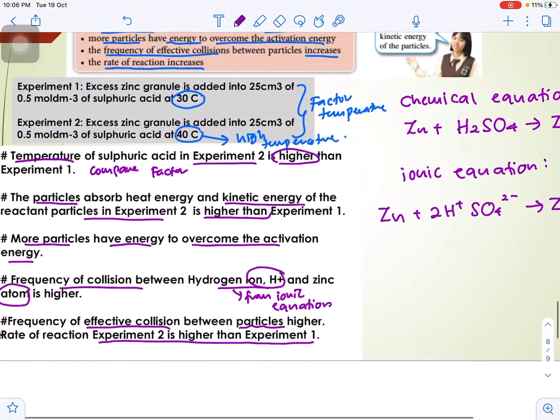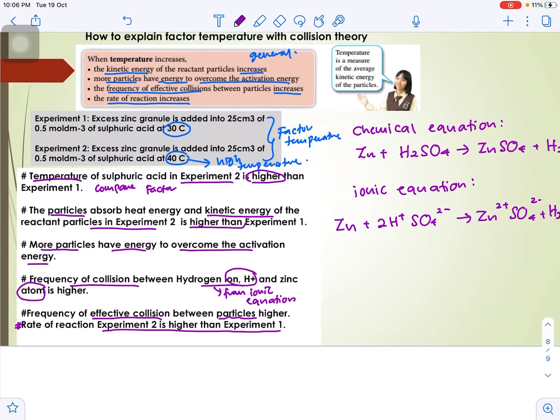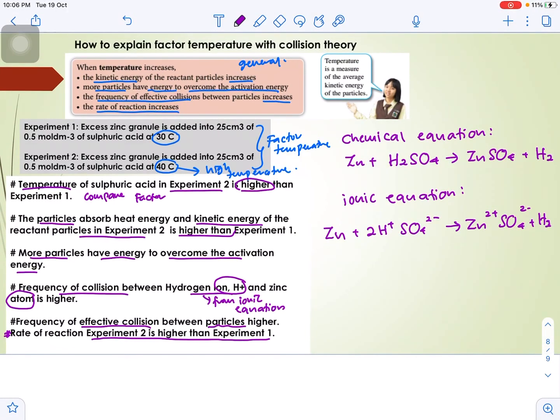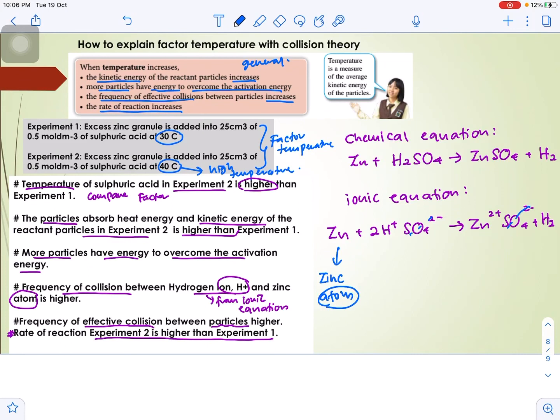Okay, so this is how we get the ionic equation to know who are the particles that collide. So kita tulis chemical equation and then we cancel. So at the end kita dapat the particles that collide, Zn representing zinc atom. So you kena tulis perkataan atom ni wajib. Okay, cancel. Okay, and this one is H plus representing hydrogen ion. So they are the two particles that collide. Dua ni yang berlanggar. When they collide effectively, so kita akan dapat produk. Apa produk kita? Hydrogen gas.